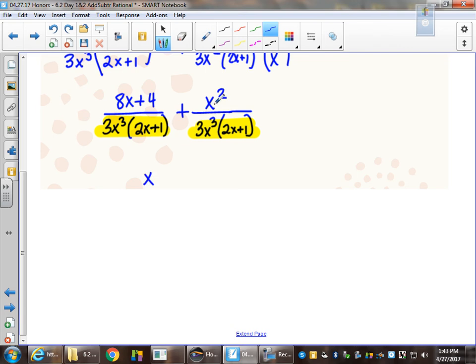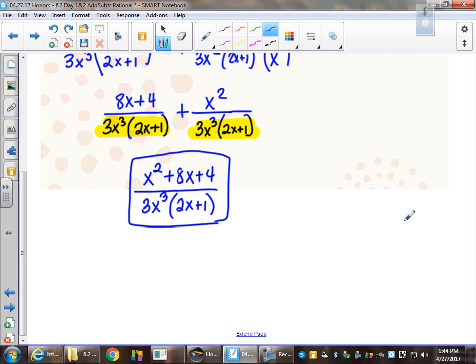So when I see that I have addition, I don't have any negatives to worry about, I'm collectively looking at the top, and I'm going to go right to standard form. So x squared plus 8x plus 4 divided by 3x to the third times 2x plus 1. Before I commit to saying this is done, I definitely want to check to see if I can factor the numerator. This is a is 1. I ask myself, are there factors of 4 that add to 8? The answer is no, so we're done.